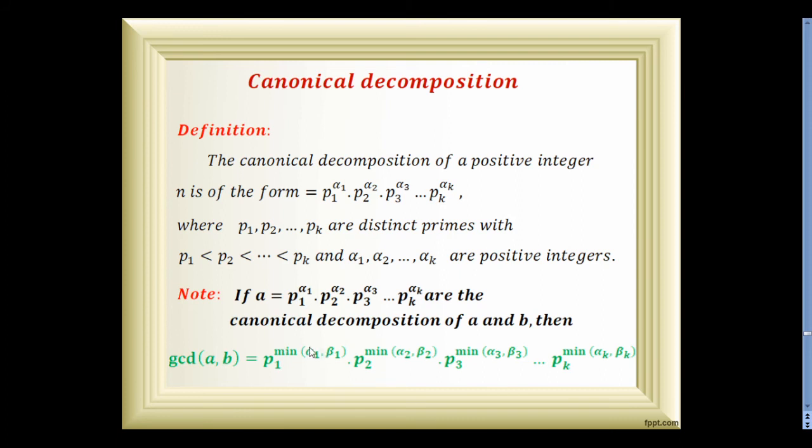So for the a element we can write p1 power alpha 1, p2 power alpha 2 and so on up to pk power alpha k. And for the b element, in the same way we will write p1 power beta 1, p2 power beta 2, p3 power beta 3, so on up to pk power beta k. We should compare the powers. For p1 power alpha 1 and p1 power beta 1, we should take the minimum value, that will be the GCD of a comma b. So we'll see some problems based on canonical decomposition.